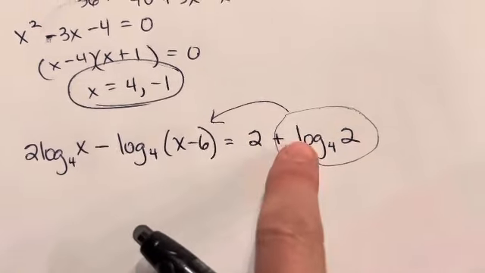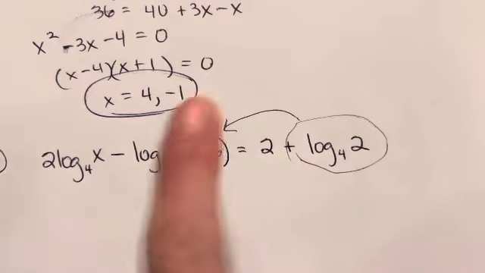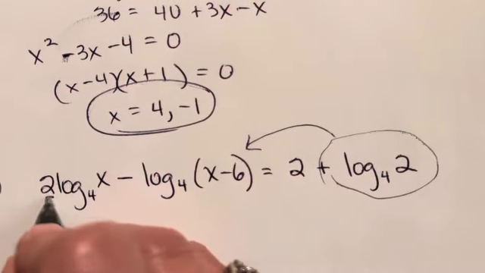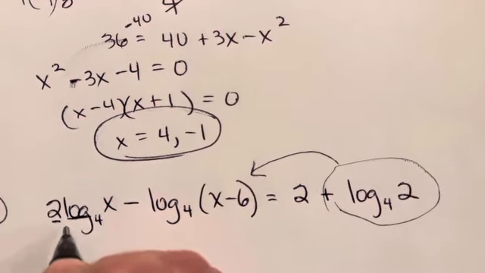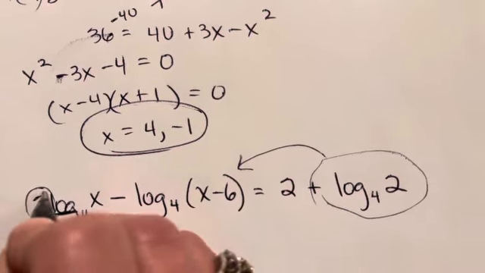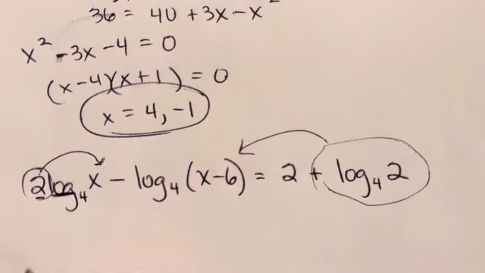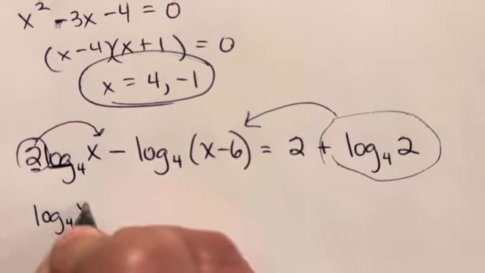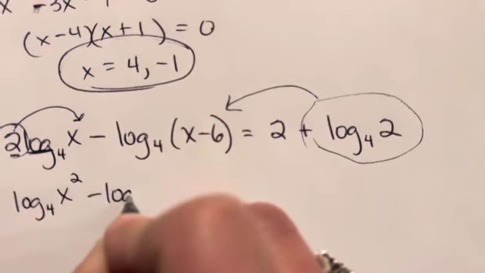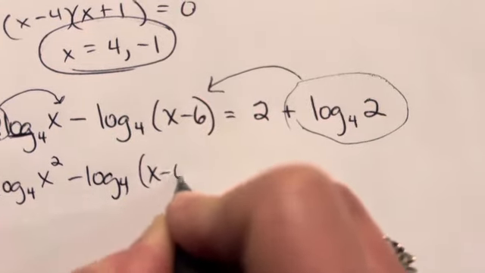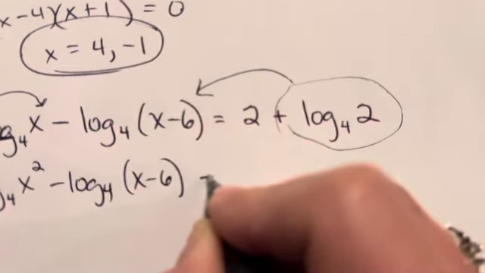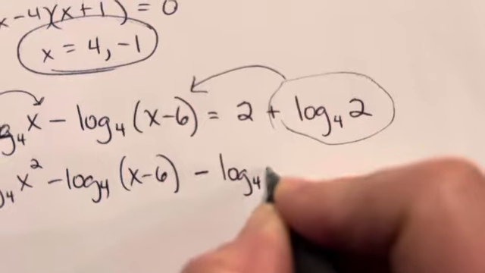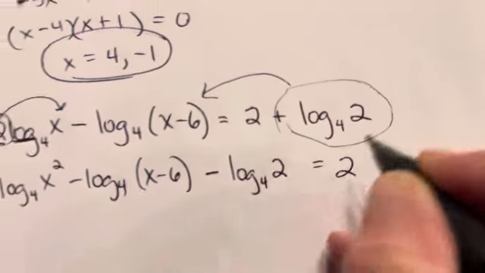But if I move this guy, see how he's positive? He's going to be negative. So here's what I'm going to do. Do you see how this 2 is written right in front of the function log? That means this 2 can be raised up as an exponent. So I've got log base 4 of x squared minus log base 4 of x minus 6. When I bring him to the other side, it's going to be minus, and then I have my 2 by itself.